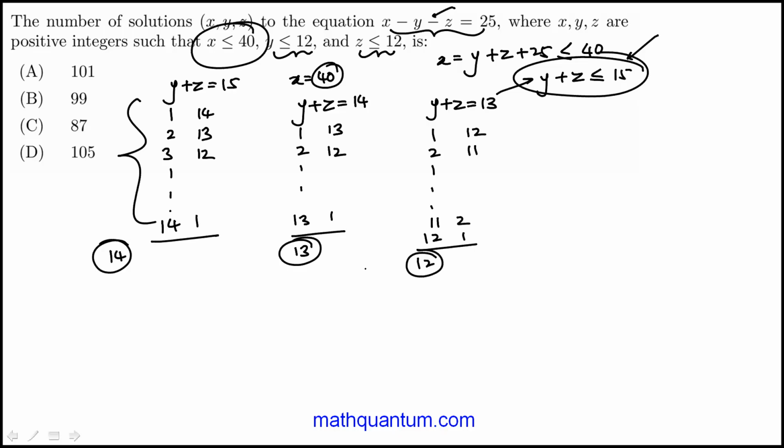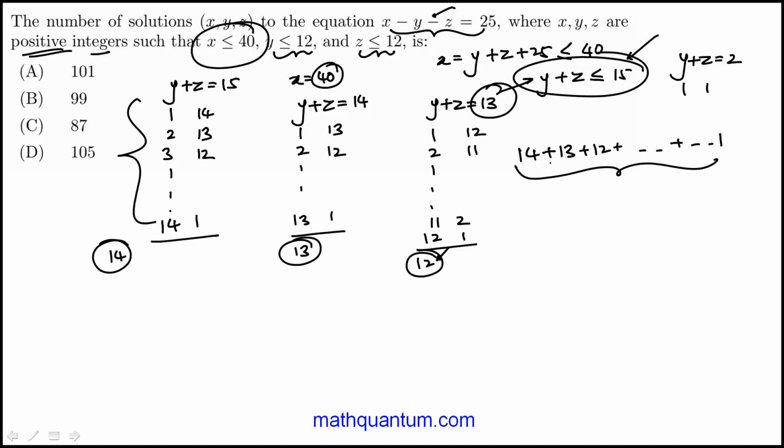So we'll have 12. So you can start to see a pattern that this is going to be 14 plus 13 plus 12. When these add up to y plus z is 2, you'll get 1 and 1. You'll get only one solution. So this will go all the way to 1, and then y plus z can't be equal to 1 because they have to be positive integers. So it's just the sum from 1 through 14. That would be 14 times 15 over 2, which gives me 105.